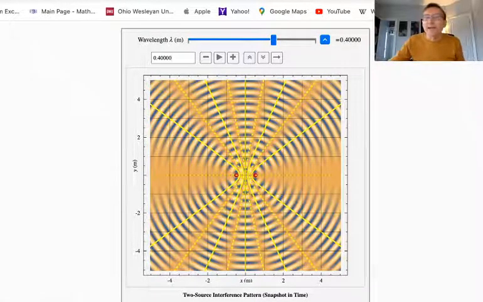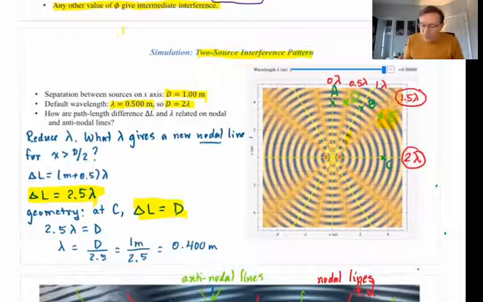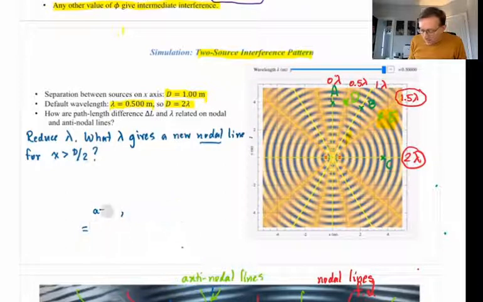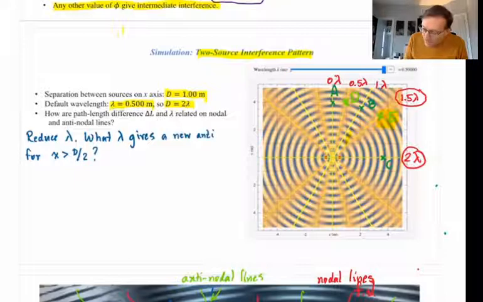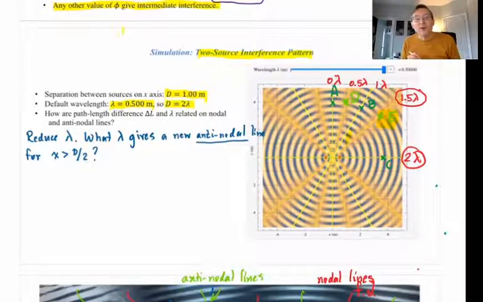All right, now let me go back to my notes because I want to do a little more with this. I'm again going to reduce the wavelength. Now what I want is to reduce the wavelength, and I want to know what lambda gives a new antinodal line, running out of space there, for x greater than or equal to d over 2. I want another antinodal line.